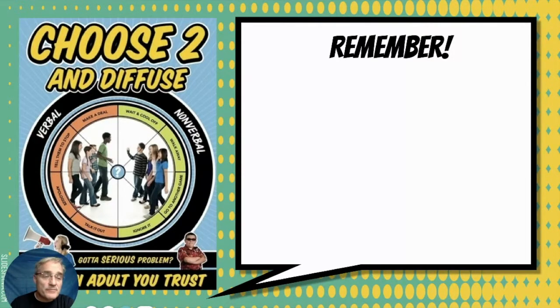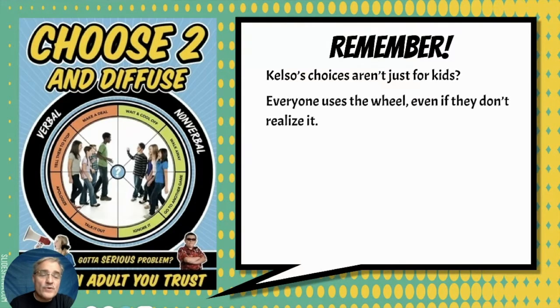Today we're going to talk about Kelso again and how he helps us solve minor problems. Okay, remember from last time, there's a new wheel. Or well, not a new wheel, but a new poster. Choose two and diffuse. What that means is choose two of Kelso's choices and try to diffuse or make the problem smaller. Okay? Kelso's choices aren't just for kids, remember? Everyone uses the wheel, even if they don't realize it.